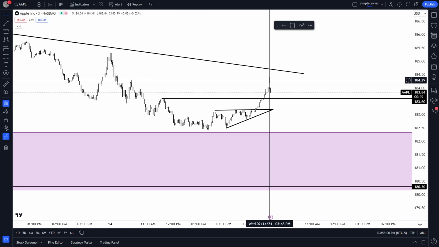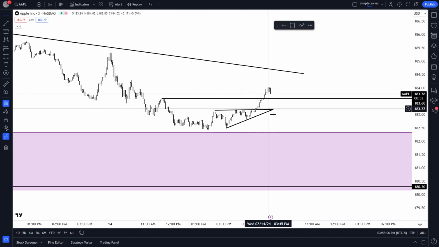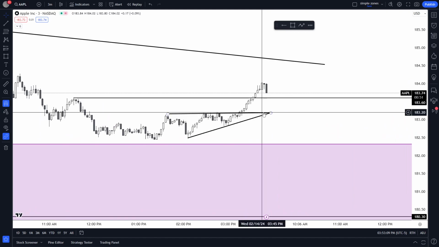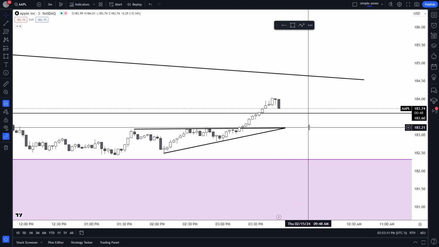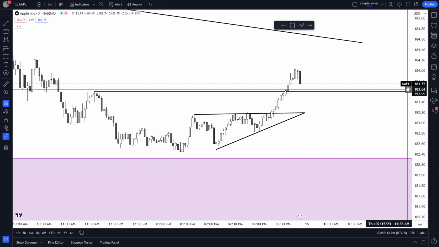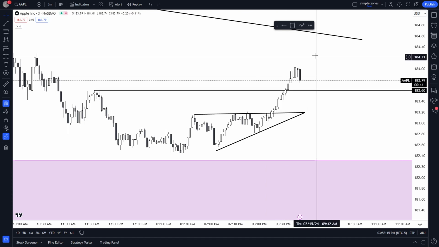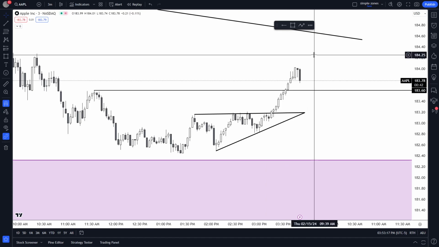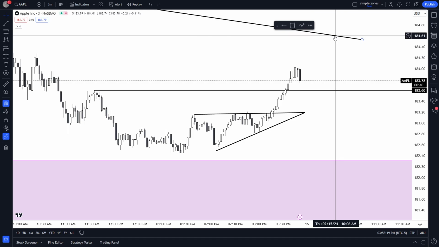Today was the 14th of February, and Apple looks like it's retracing back down. Last tip before we end the video: if it bounces off this line, then that is super bullish, and then we are for sure touching 185.